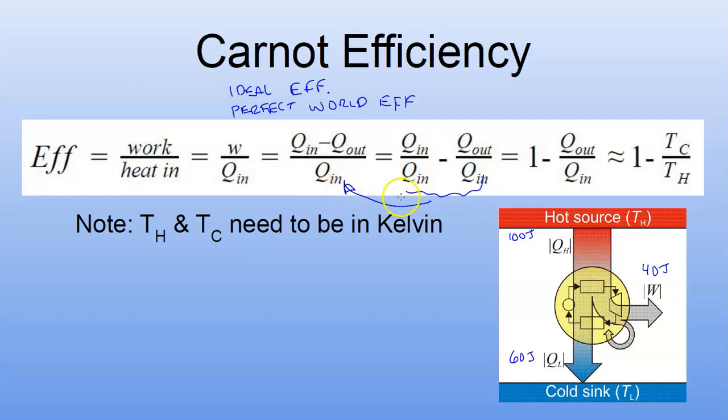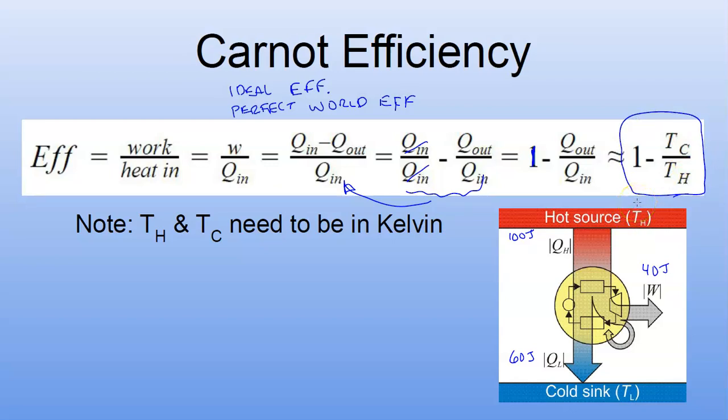But in math, if you can go one way, you almost always can go the other way too. So that's what's happened right there. And of course, Qin over Qin is just 1. So that's where this 1 right here comes from. And then I've got that. And remember that the heat is related to the temperature.